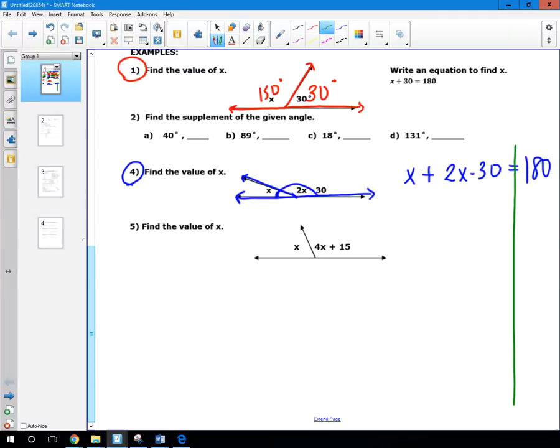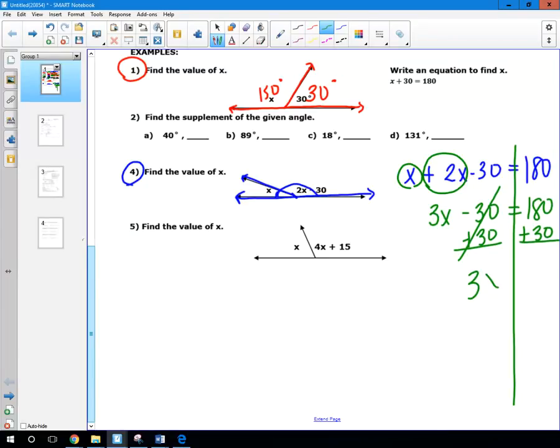Okay, so we look and can we simplify anything? Do you see any terms that I might combine before I start solving? Yes, that's the x and plus 2x. So we have 3x minus 30 equals 180. We want to get rid of that minus 30, so we would add 30. But whatever I do to one side, I have to do to the other. I cancel out. I'm left with 3x equals 210.